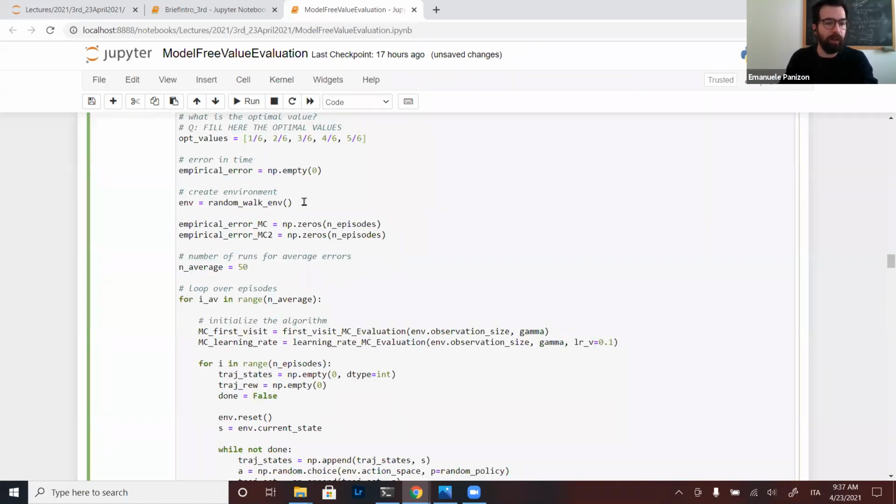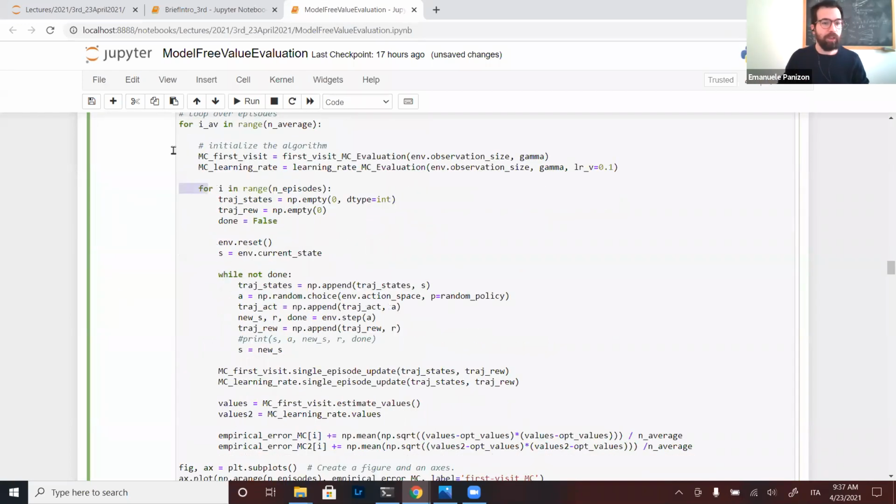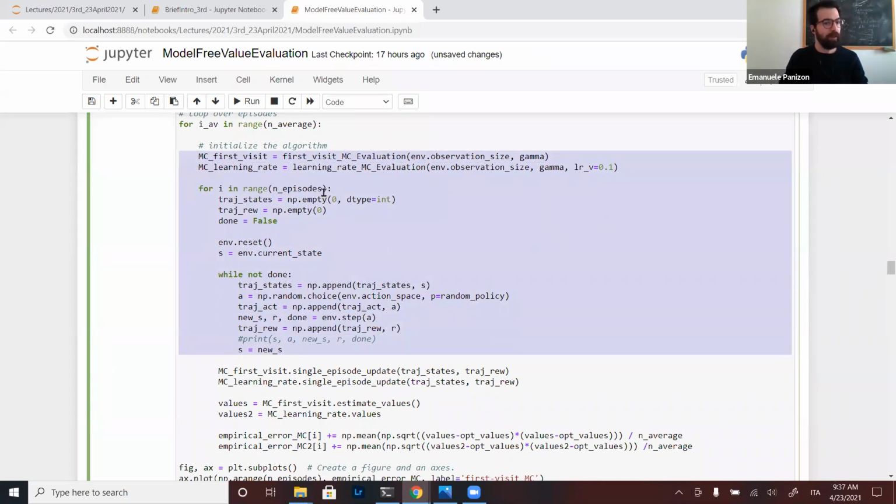And I will create an environment. I will create both of the algorithms, and I want to evaluate how different the values measured by the algorithms are if I do n episodes of learning, and I will average out between many different starts. So for each algorithm we will have a number of episodes.